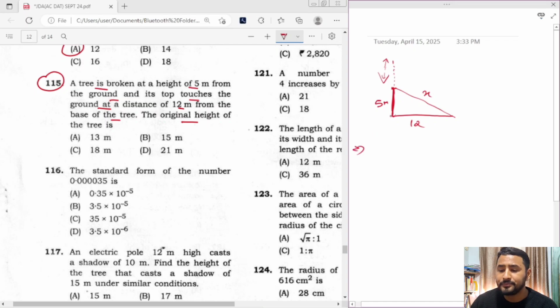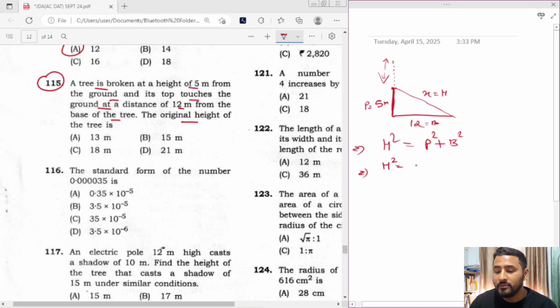So let us see. To use this one, you should use the Pythagoras theorem, which says what? Hypotenuse square is equal to perpendicular square plus base square. This longer part is the hypotenuse, this 12 is the base. Sorry, this will be our perpendicular. Don't be confused with the height, I'll write height as small h. This will be our perpendicular, and this will be our hypotenuse.